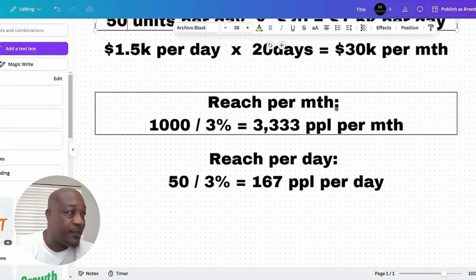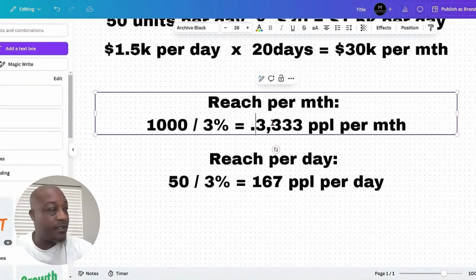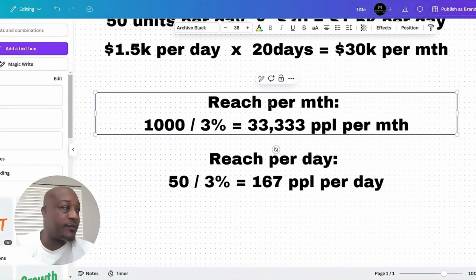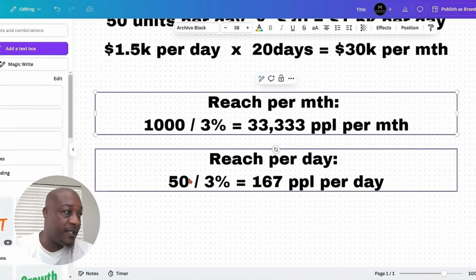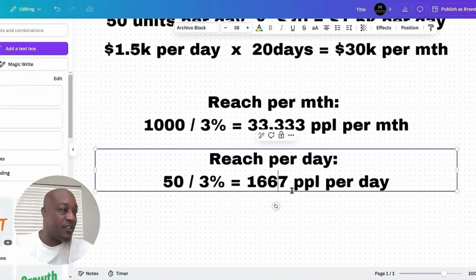Now we're coming down here to do the reach. Reverse engineer. How much is our budget going to be? 1,000 is what we have divided by 3%. That should put this number at 33,333 people per month. And the reach per day, change this here from 5 to 50, divided by 3%. And you should be reaching 1,600 people per day. 33,000, 1,600. Let's go back to the campaign.